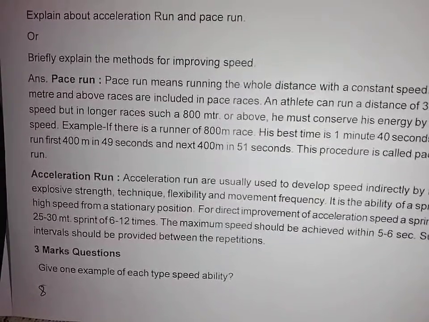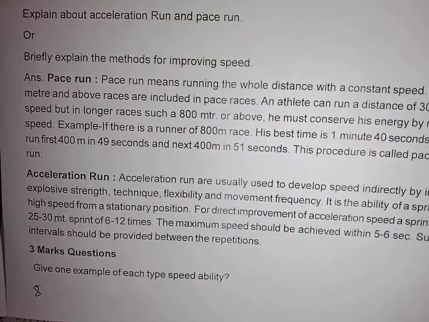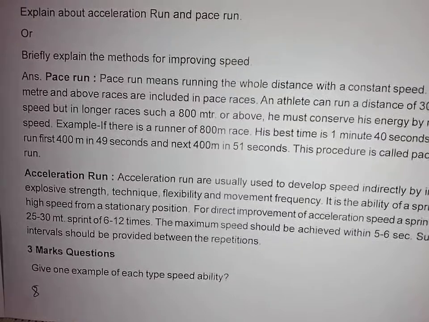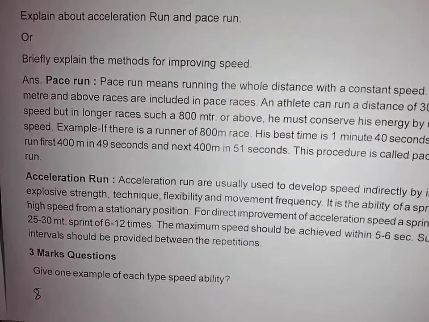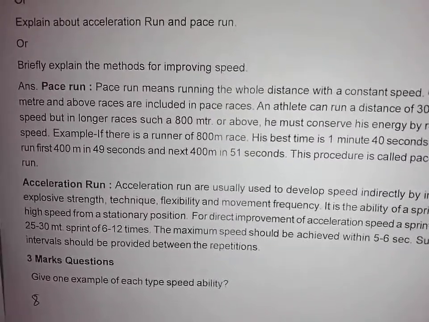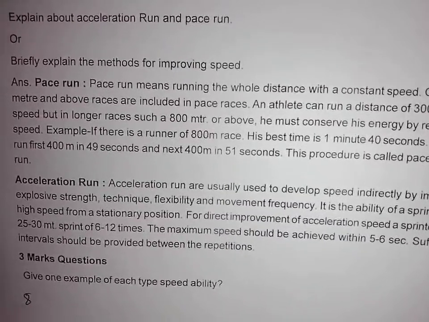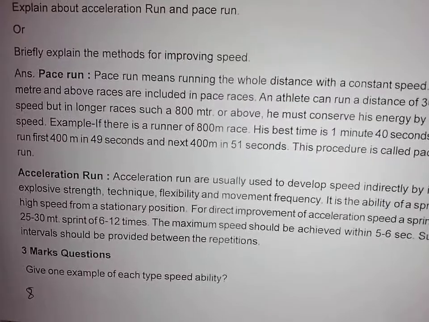For direct improvement of acceleration speed, a sprinter should do interval training, a 25 to 30 meter sprint, 6 to 12 times. The maximum speed should be achieved within 5 to 6 seconds. Sufficient interval should be provided between the repetitions.